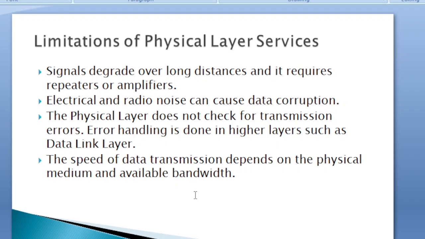And the speed of data transmission depends on the physical medium and available bandwidth. Another limitation of physical layer services is that the speed of data transmission depends on the physical media, what type of media we are using, and how much bandwidth that media has. These are the factors affecting the data transmission speed.